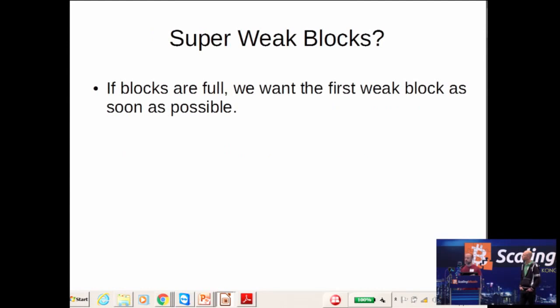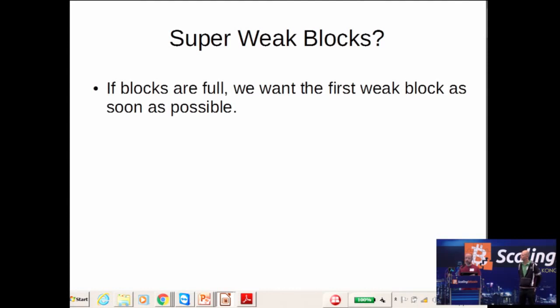Now, we can actually do a little bit better than this by introducing super weak blocks. So it turns out, and there's a really good point in the corpus where we get a row of full blocks, right? This corpus is from almost 12 months ago now, and we were seeing full blocks back then. And we caught some in the corpus, which is really nice.